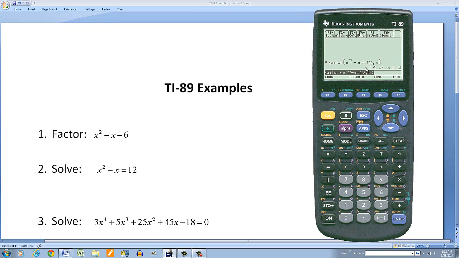One problem with the TI-89, though, is you have to be really careful with parentheses and brackets. On some of the calculators, like the 83 and 84, if you leave the parentheses off, it'll still come out with a solution. This one is a little bit more picky, so you have to be careful with that.